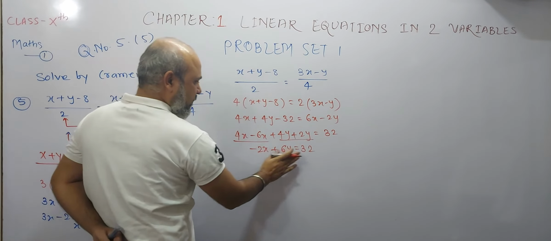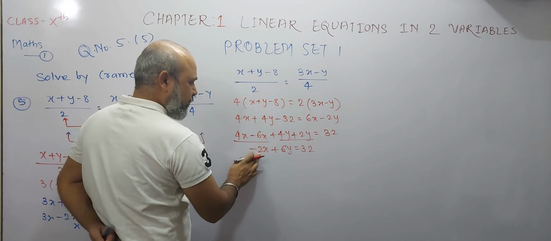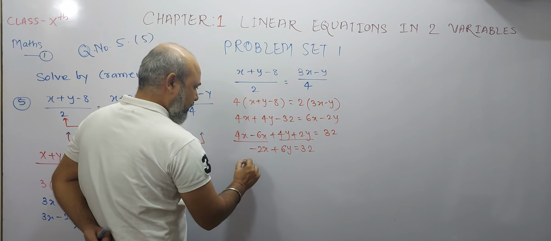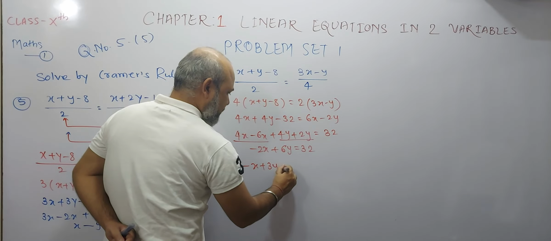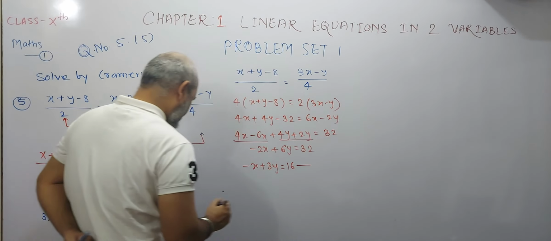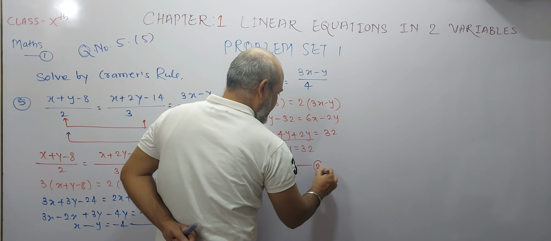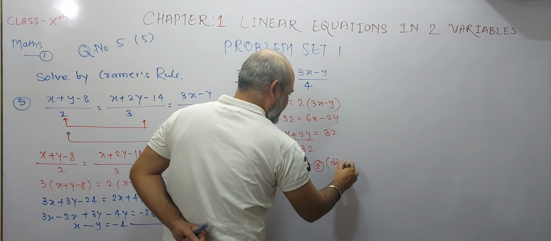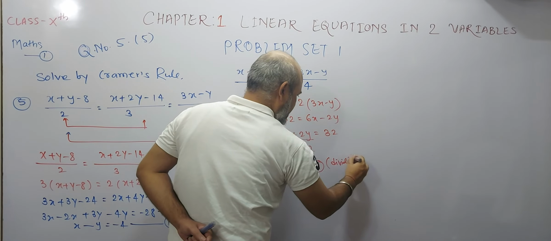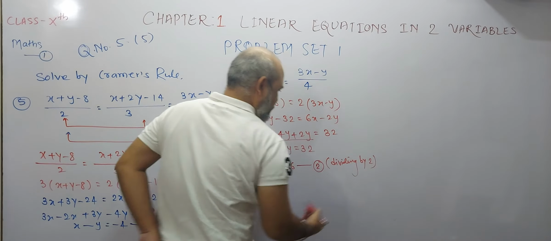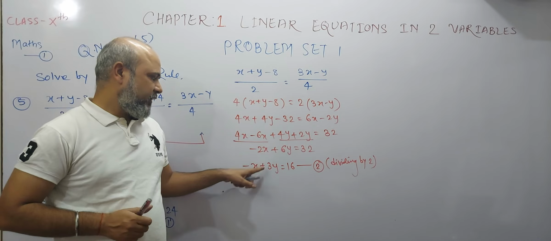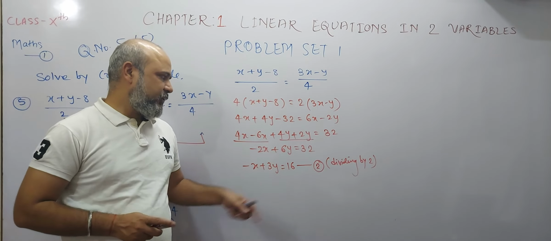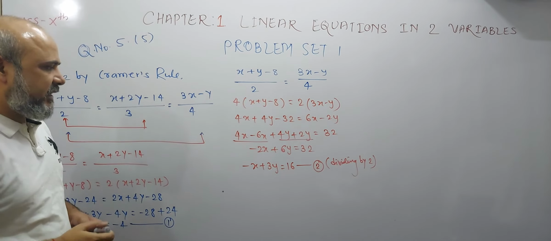Now each term of this equation is divisible by 2, so divide by 2, and you will get -x + 3y = 16. This will be equation number 2. So when you divide this equation by 2, you get minus x plus 3y is equal to 16. So this is your second equation.